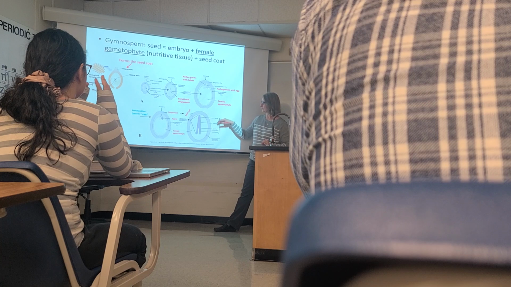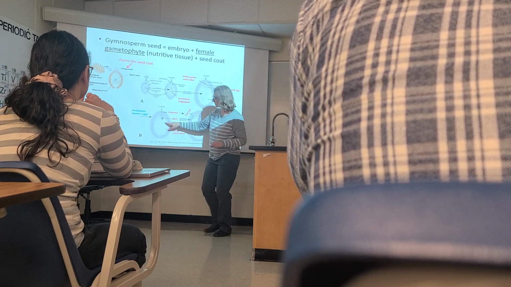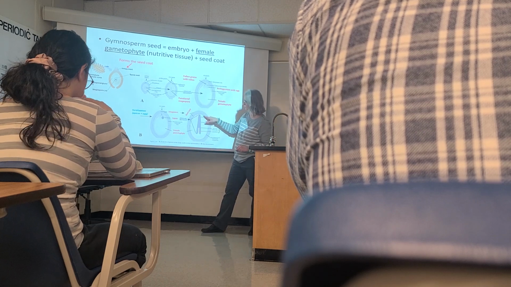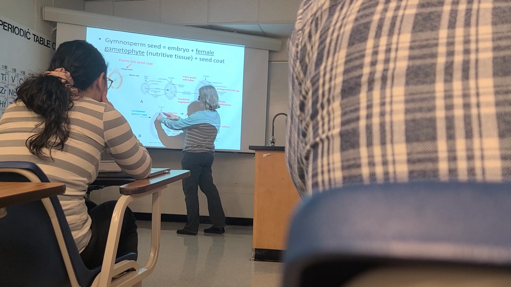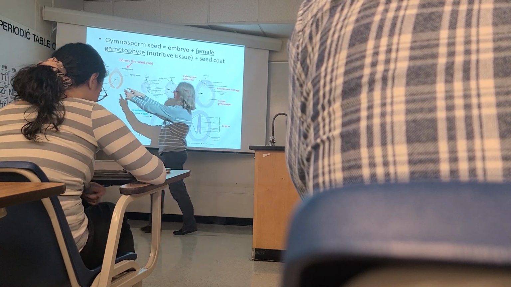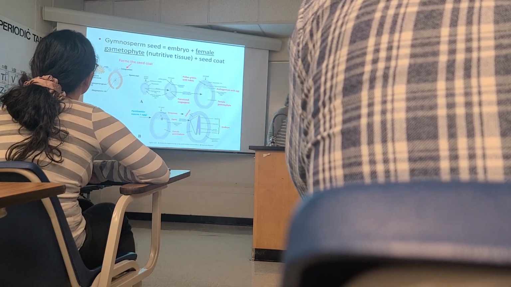Okay? And we talked about the different parts of the embryo as well. The other parts here, you can see the female gametophyte still here. That's our nutritive tissue. Okay? And the seed coat actually forms from something completely separate, this thing right here, which was around the megasporangia. It's something called the integument. Okay? So that makes your seed coat.